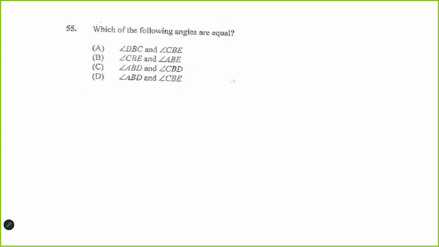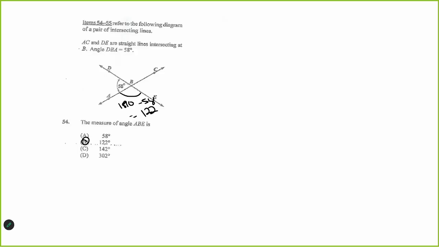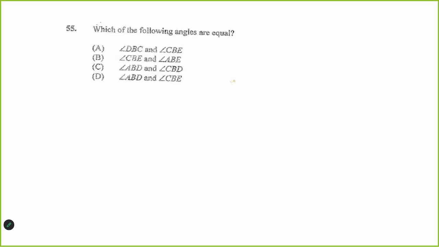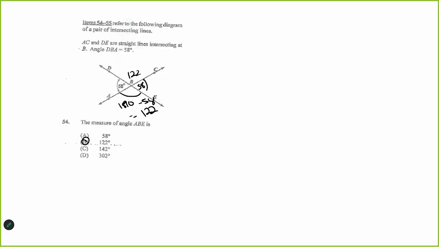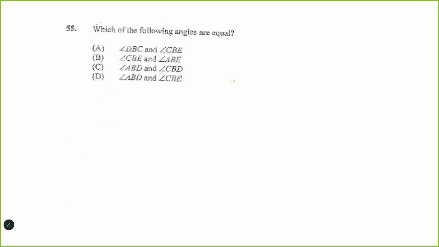Which of the angles are equal? Oh, that's for this one as well. So we know that 58, this is going to also be 58. And if this is 122, this is also going to be 122. Vertically opposite angles are equal. So BDC is equal to ABE? No. C.